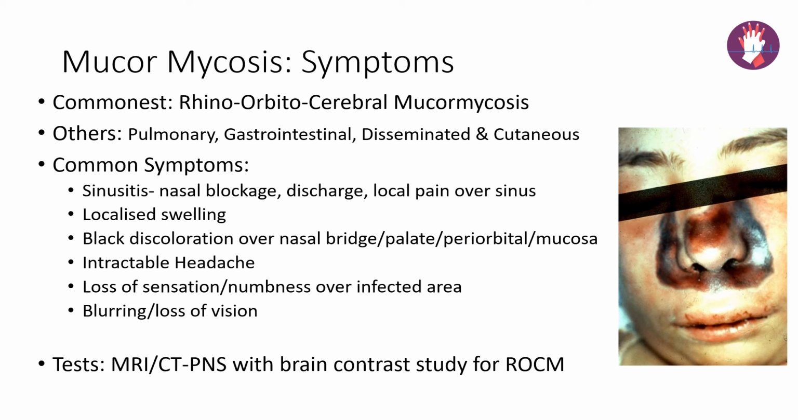If you think about mucor, it is usually and commonly hitting the upper respiratory tract and getting into the nasal sinuses. So it presents as something which is similar to a sinusitis with exaggerated symptomatology. So they might come with nasal blockage, discharge, but interestingly, local pain and swelling over the area where the infection is happening first. And if you examine the patient, there could be a black discoloration over the nasal bridge, palate, periorbital region, mucosa. So looking inside the mouth, looking inside the nose, and examining the eye is very important as a screening examination for mucormycosis.